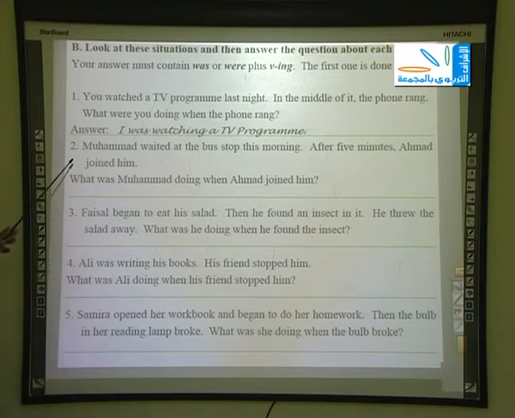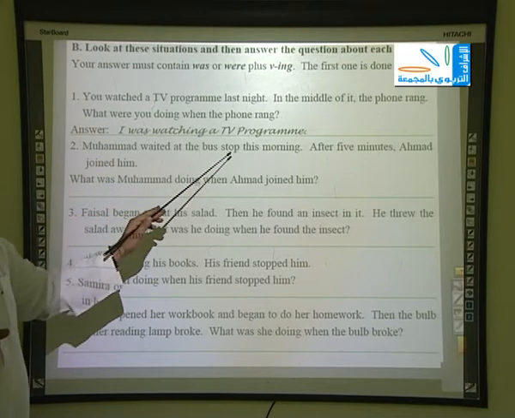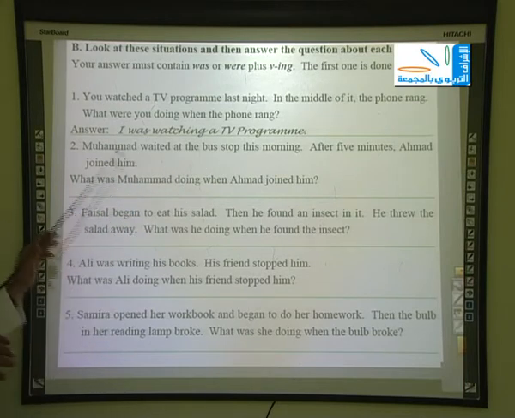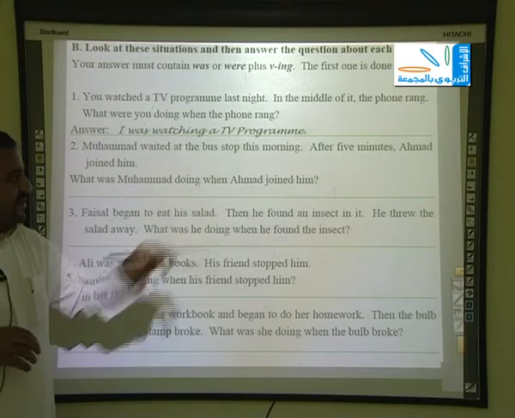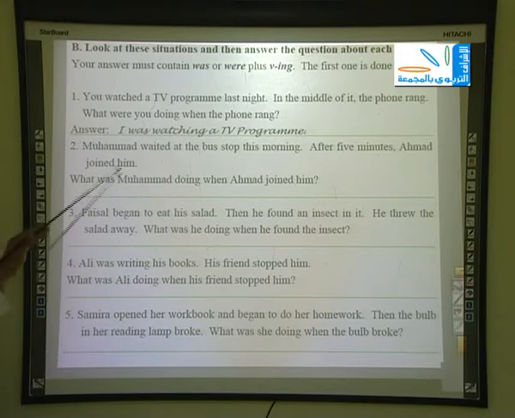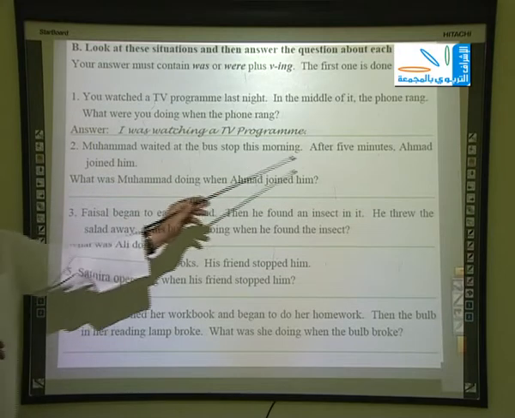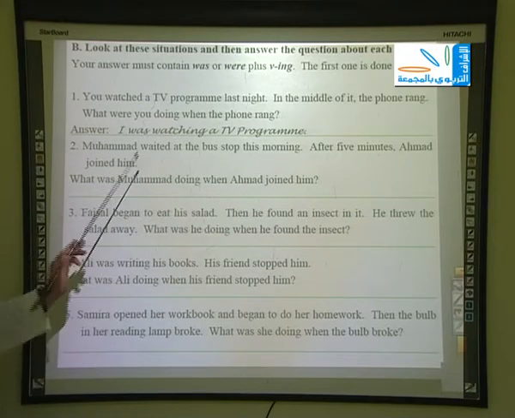Now we are going to move to situation number 2. Number 2, let's read. Muhammad waited at the bus stop this morning. After 5 minutes, Ahmed joined him.